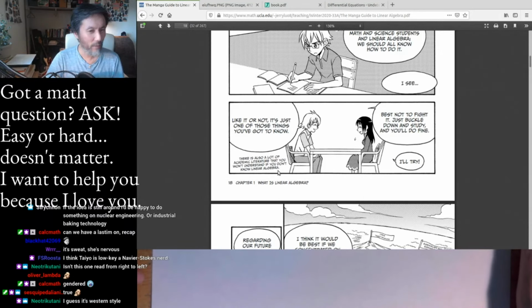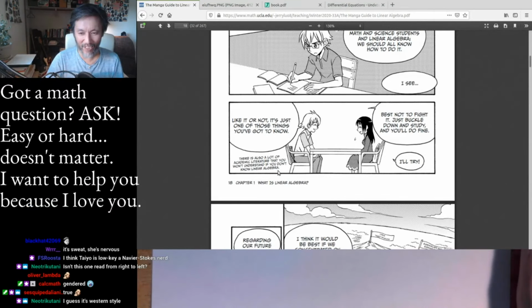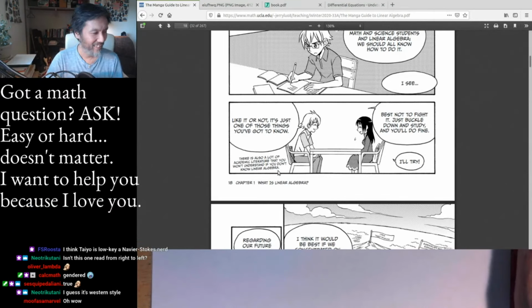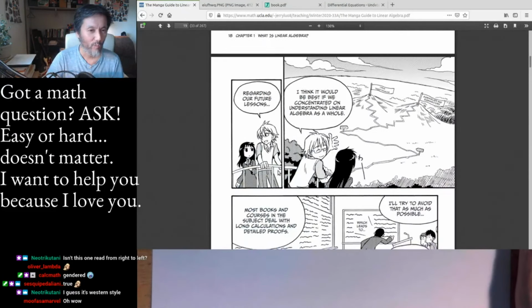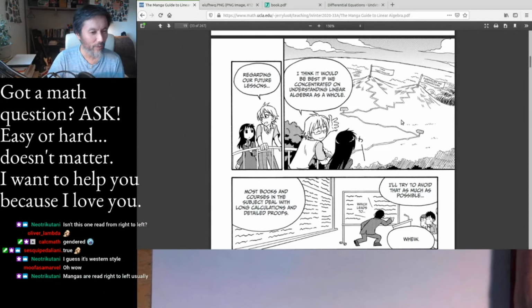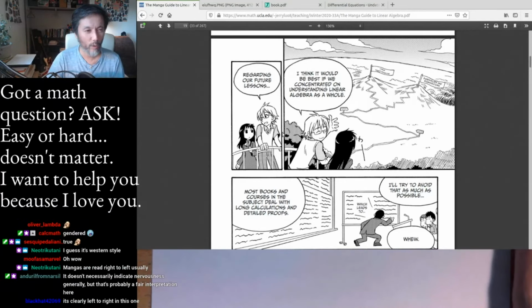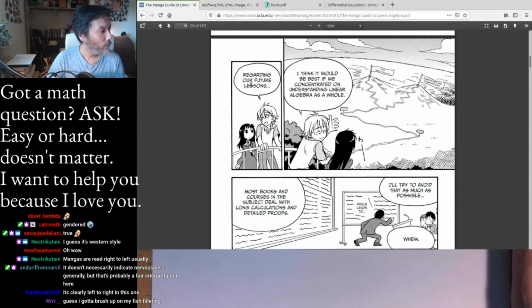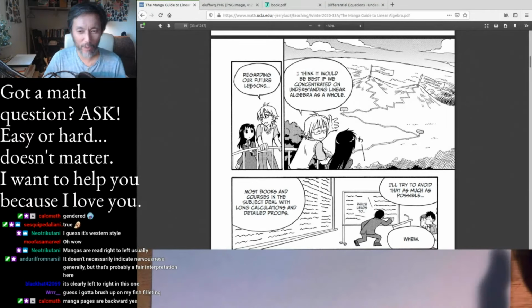Isn't this one read from left to right? I have no idea. Is that how this works? No, I'm supposed to read from like normal languages. I'm just reading now.